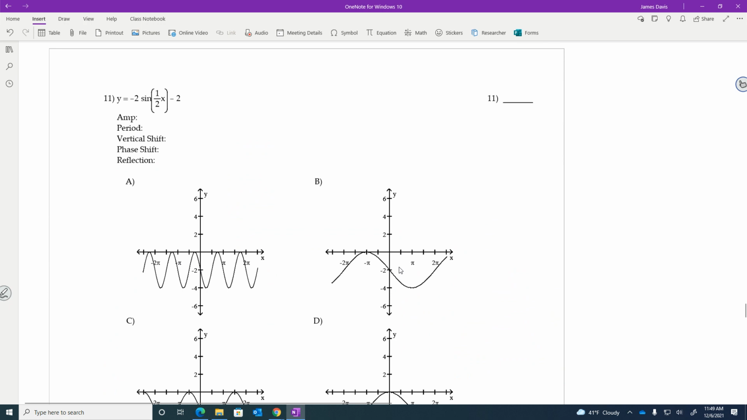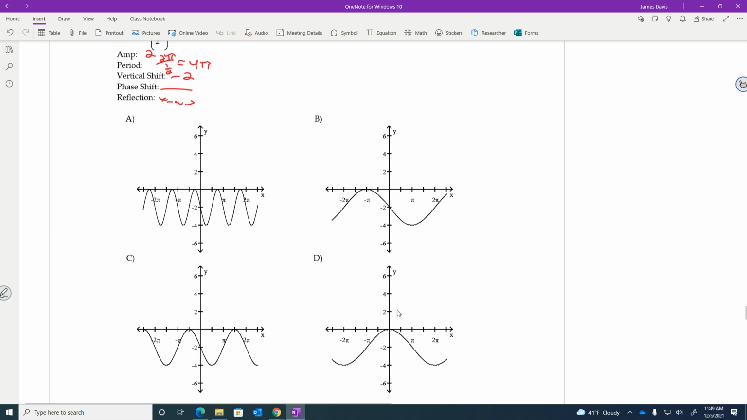Number 11: amplitude is 2. The period on this one, be careful, it's a fraction: 2 pi over a half. Remember, you have to keep, change, flip. So it becomes 4 pi as the period. Vertical shift of minus 2. No phase shift. It does have a reflection.